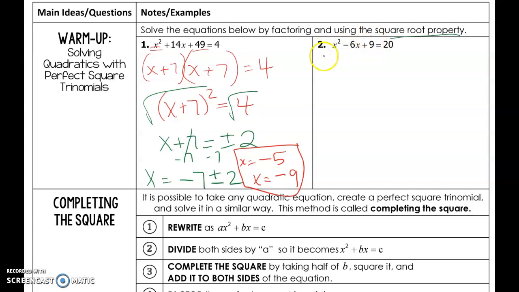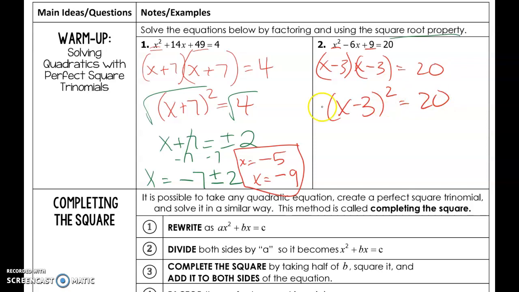Same thing here. I would factor what multiplies to 9 is 3 and 3. What multiplies to x squared is x and x. In order to get negative 6, both have to be negative. And I would get x minus 3 squared equals 20. If I solved this, I would take the square root. x minus 3 equals plus or minus the square root of 20.